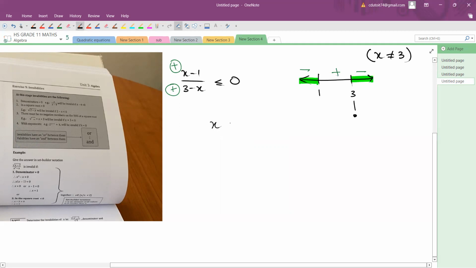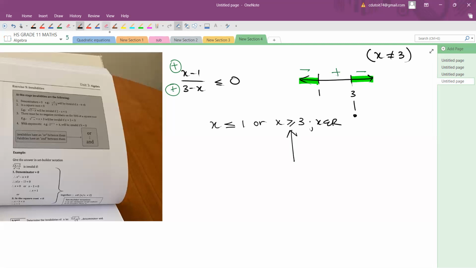So x must be smaller or equal than 1, or x must be larger and equal to 3, and real. Are you happy with that? Oh, sorry, there's a mistake. There's the mistake. It's not allowed to be equal to 3. See that? I'm taking that equal sign out.